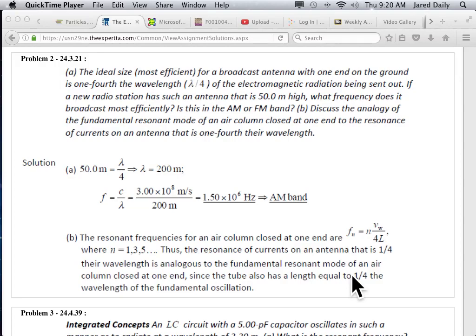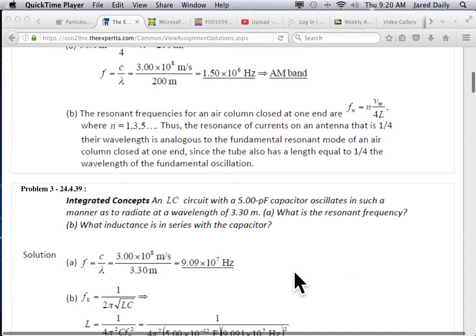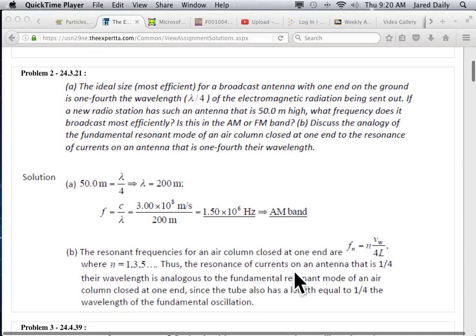So the one end that's tied to the circuit is going to be kind of tied down. The other one is going to be allowed to oscillate. So that's like the open end of the tube. The open end of the tube is always going to be at the air pressure of the air. The closed end is going to oscillate back and forth between high and low pressure. So that is problem 2.